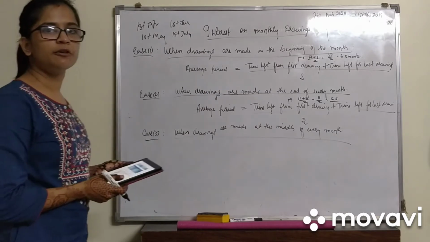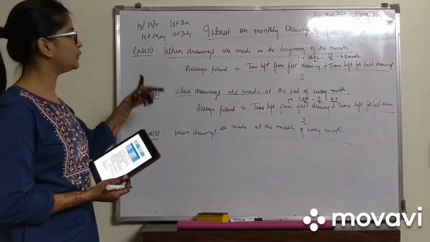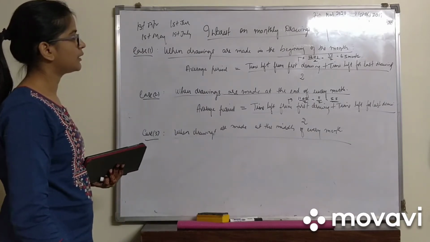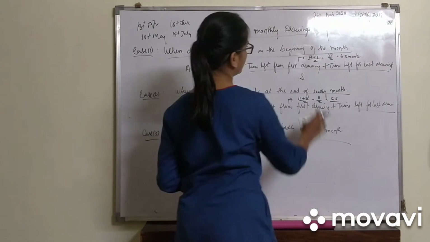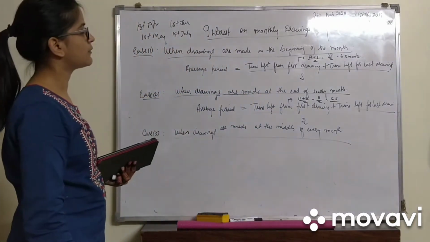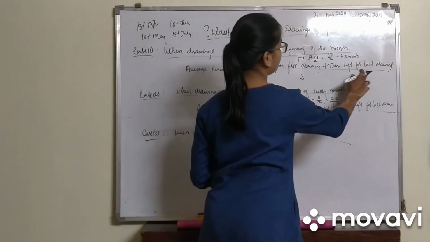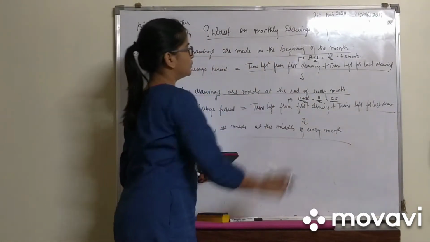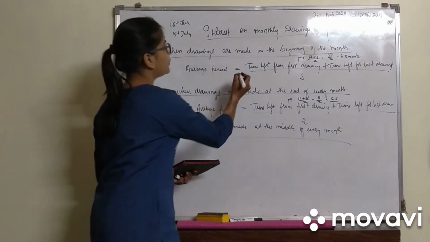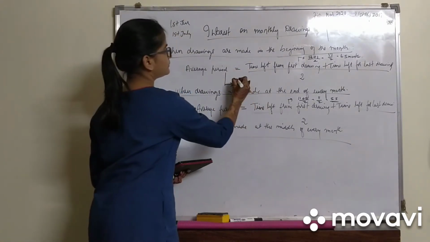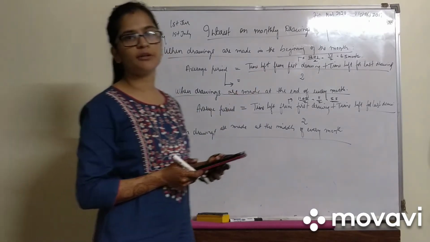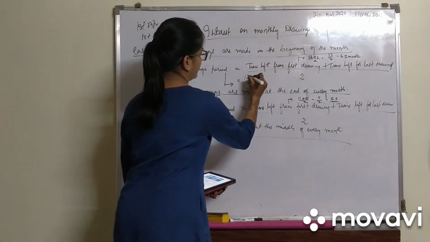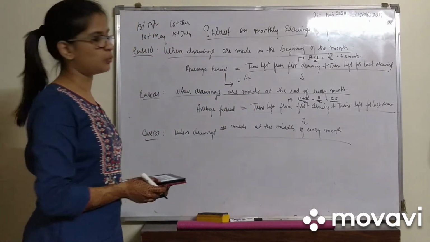So, the formula for this method will be, write down in the next line, average period is equal to time left from the first drawing plus time left for last drawing, divided by 2. So, what will be the time left for the first drawing? If I withdrew it on 1st April, for 31st March, how many months are remaining? 12 months. So, time left from the first drawing is 12.